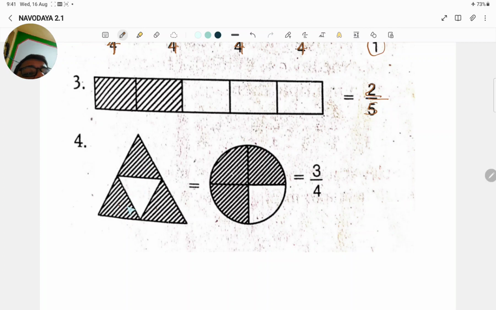Next, here the fourth figure. In total, how many equal parts are there? 4 equal parts are there. That's why in the denominator 4. How many are shaded? 3 are shaded. This represents 3 by 4.